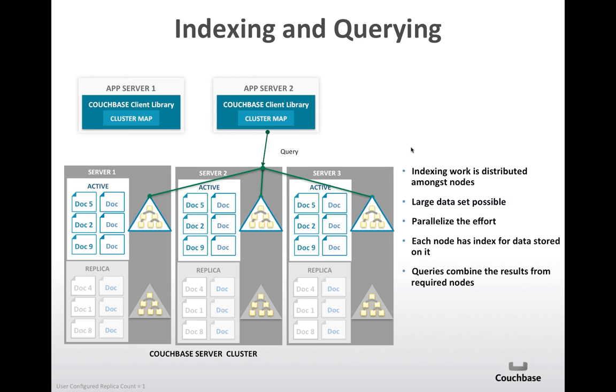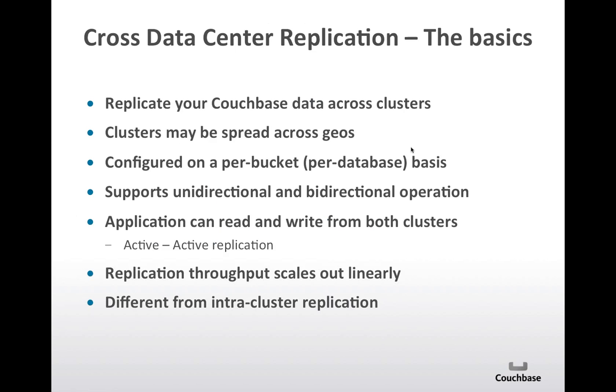In this case, server 2 will act as a coordinator or orchestrator, and it uses a mechanism called scatter and gather to send the request to the other servers, get the results back, and send them back to the client. So here, as you saw, the request was sent to server 2. It sent the request to the other servers, got the results back, and sent them back to the app server.